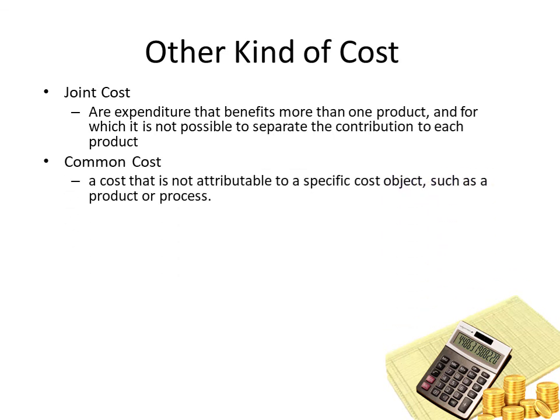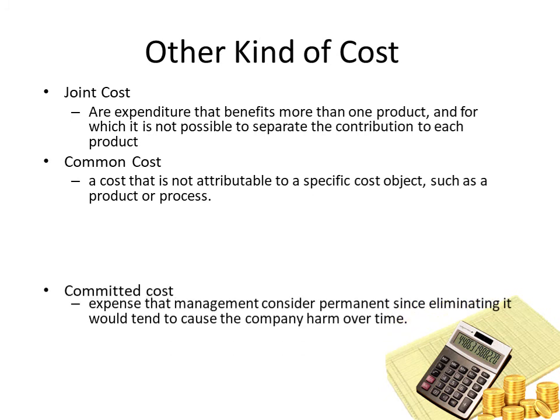Next, we also have the common costs. These are costs that are attributable to a specific cost object, such as the product or the production cost. So for example, if you are using this pig to produce different products, you have the meat shop, you also have the cold cuts. The joint cost would be the pig, and then the common cost would be the slaughtering and the advertising, so that you will be able to sell the particular product.